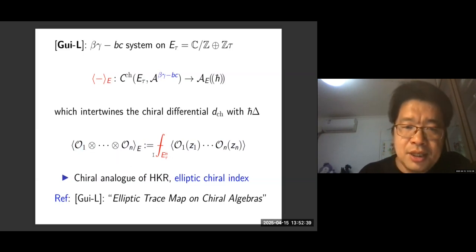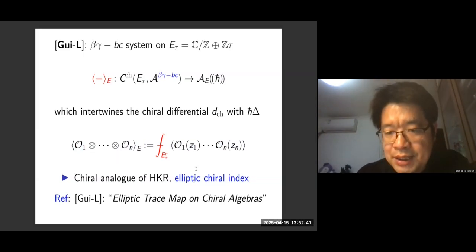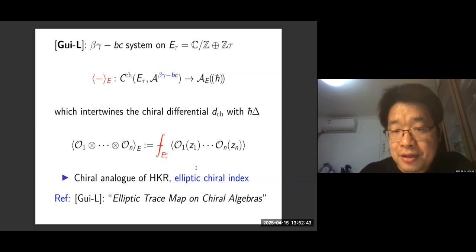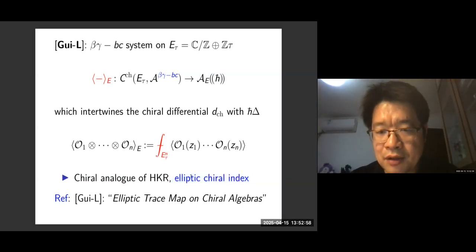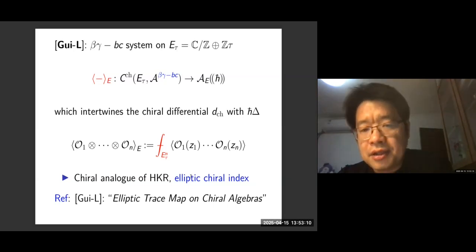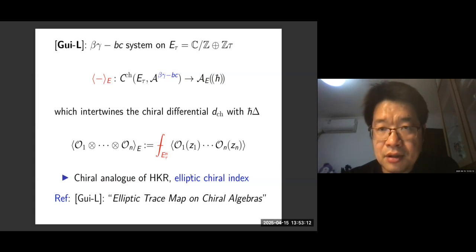If you compute the partition function on a particular background, you will see the Witten genus appears naturally, and that's what we call the elliptic Kaya index. So this is the Kaya analog of the algebraic index for deformation quantized algebras in the quantum mechanical system. Here is a Kaya CFT, and you have this elliptic Kaya index on the elliptic curve.